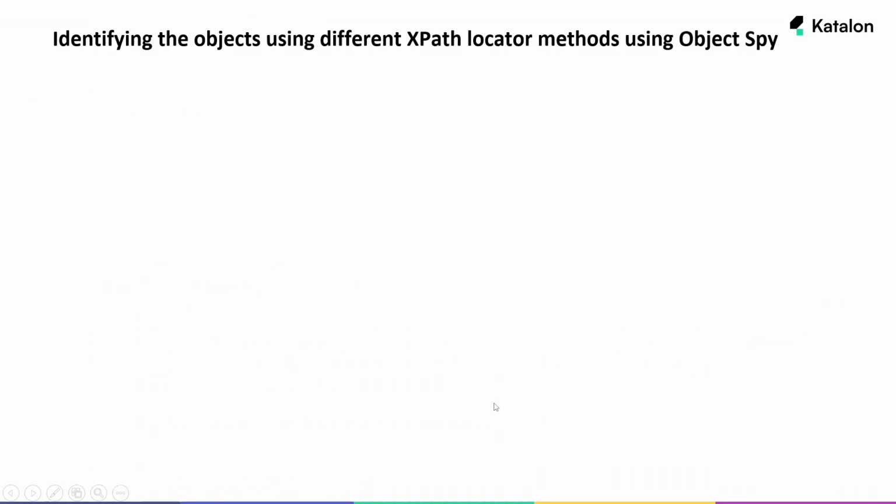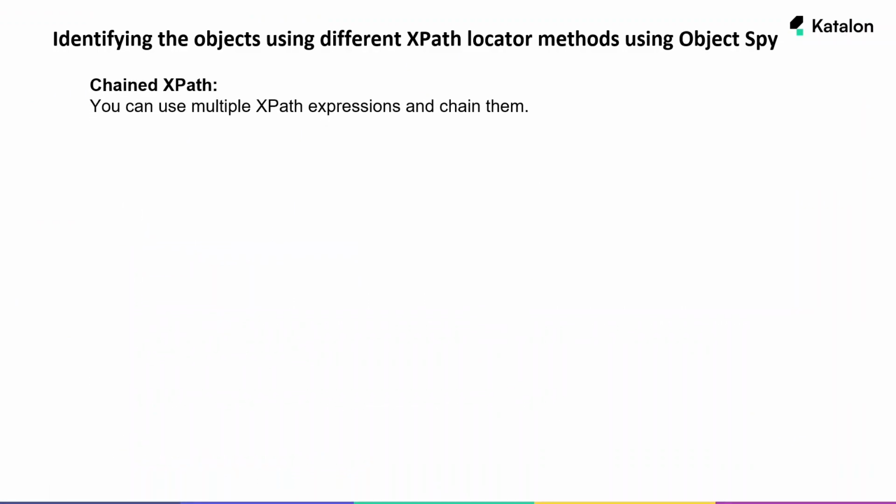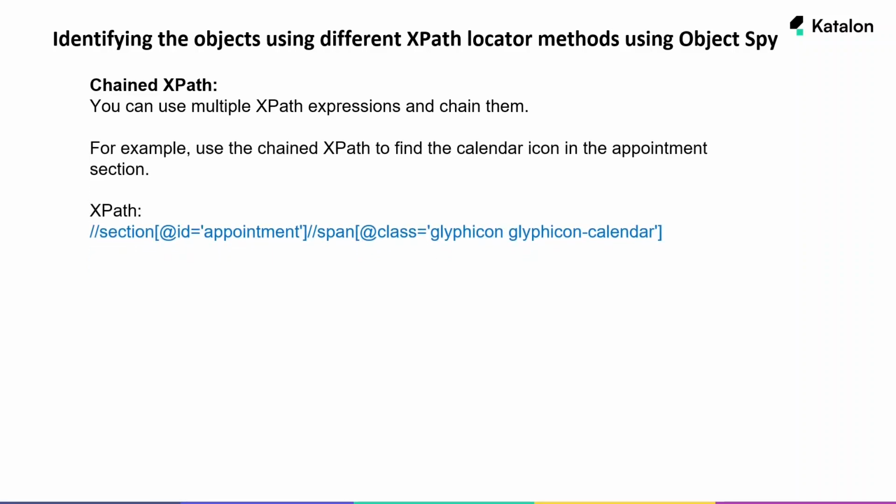Okay, so now what is our next method? The chained XPath method. You can use multiple XPath expressions and chain them. For example, use the chained XPath to find the calendar icon in the appointment section. If you see here on the screen, this is one XPath and this is another XPath. We are making them as a chain.